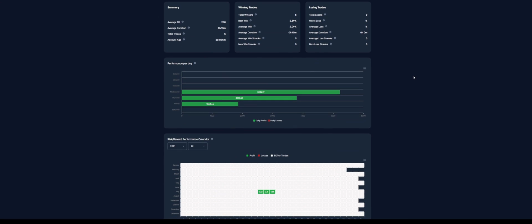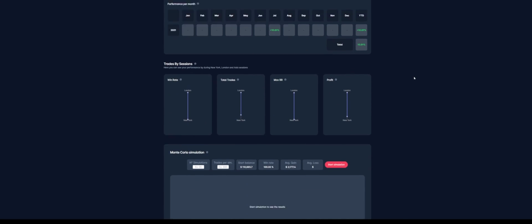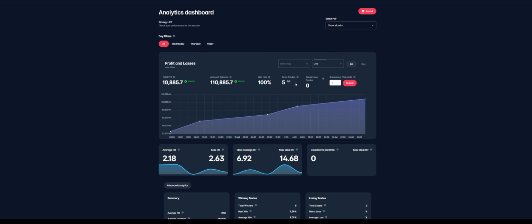Here are some more statistics that I can quickly show you. I do encourage you to continue backtesting this a little more.